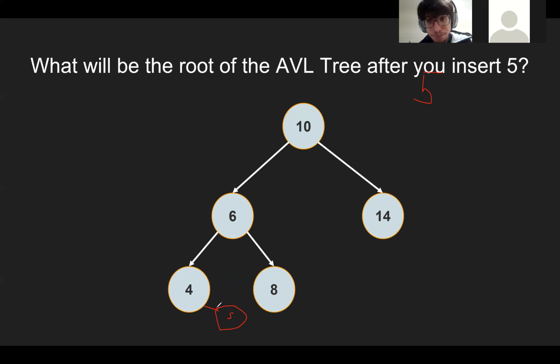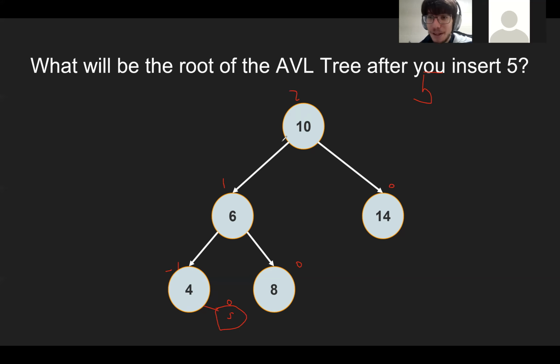We have to check now. Is there an imbalance? And there is, right? And we can check the balance factors. So 5 has a balance factor of 0, 4 has a balance factor of left minus right, -1. 8 has a balance factor of 0. 6 has a balance factor where the height of the left is 2 and the height of the right is 0, so we have 2 minus 0... 1. 14 has a balance factor of 0. But notice 10's balance factor here is actually 2, because the height of the left is 1, 2, 3, and the height of the right is only 1. So 10's balance factor is 2. So this is unbalanced after we insert 5.